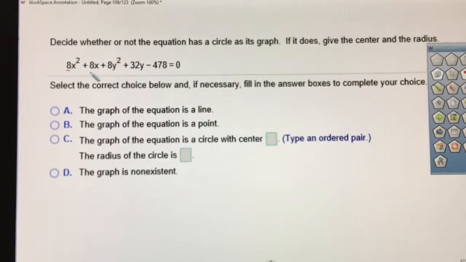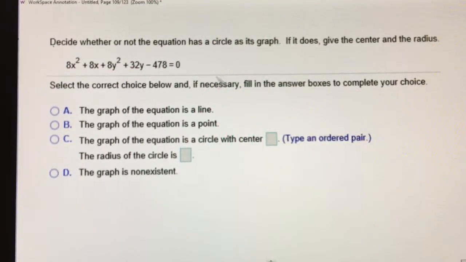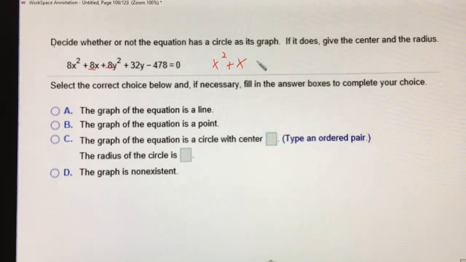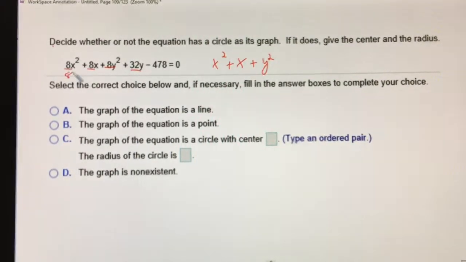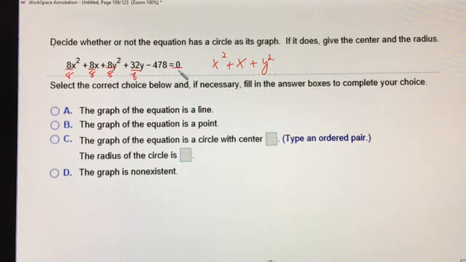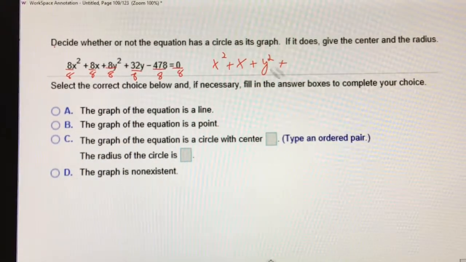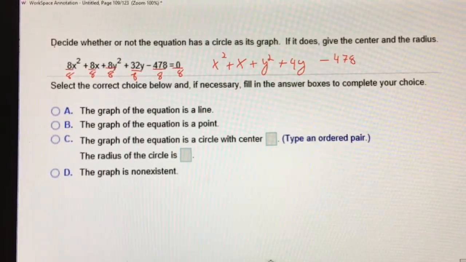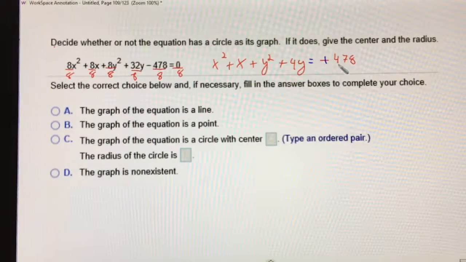This one's way more complicated because it has that leading coefficient. So what I'm going to do for this one is I'm just going to divide everything by 8 first. And that's going to give me x squared plus x, notice, that just turns to x, y squared. I'm dividing each one by 8, and notice it works because when I divide 0 by 8, it goes away. You're allowed to do the same thing on both sides. So I'm going to divide that by 8, that's going to give me 4y, and then 478 divided by 8, I'm just going to leave that as negative 478 over 8. Actually, I'm going to put an equal sign and kick it over to the other side.